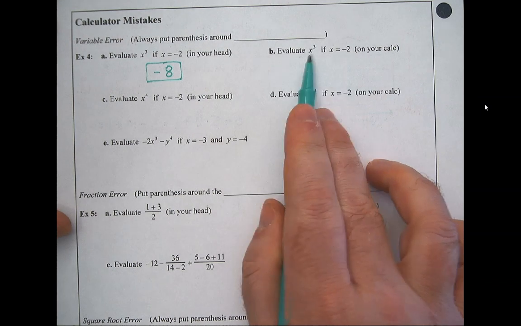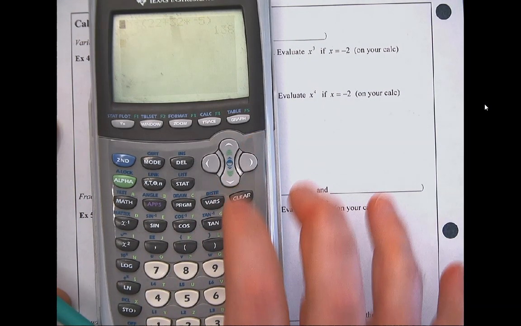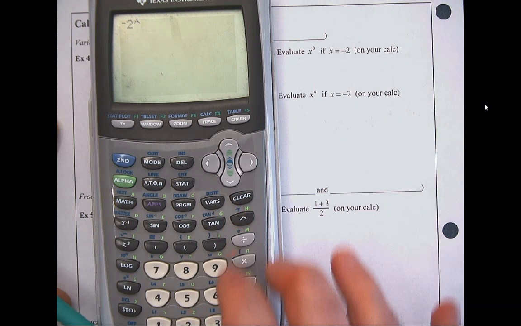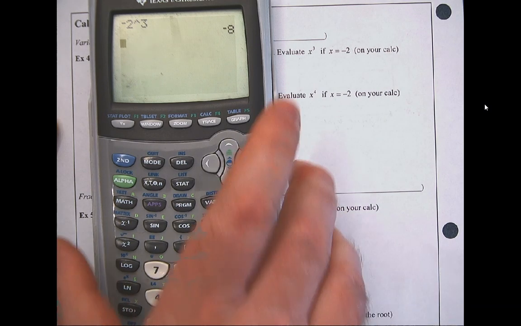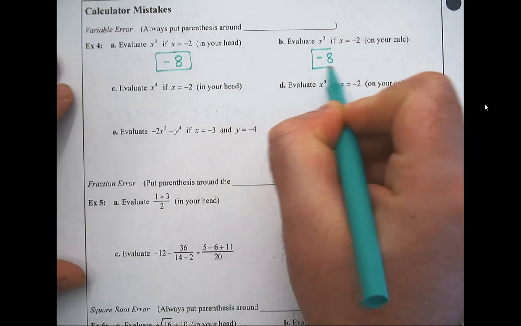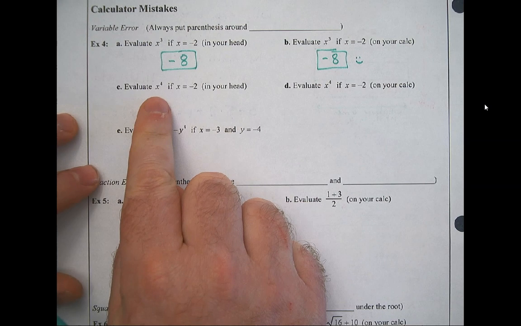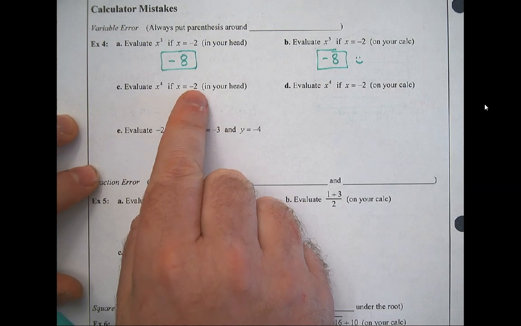Now do -2 cubed on your calc. All right. -2 cubed. It's still -8. So far, so good. Yay. Now do x to the fourth if x equals -2 in your head.